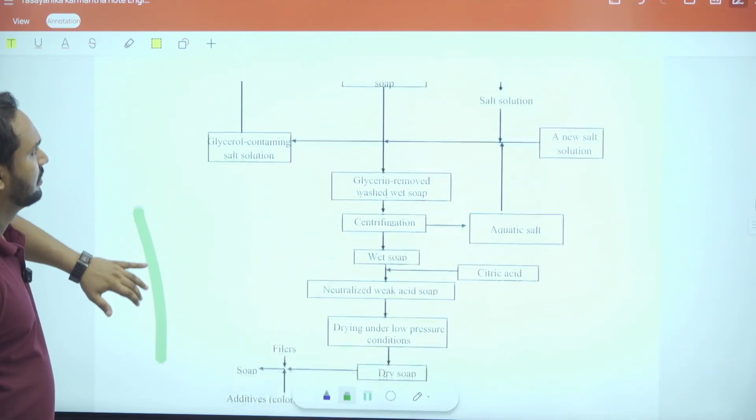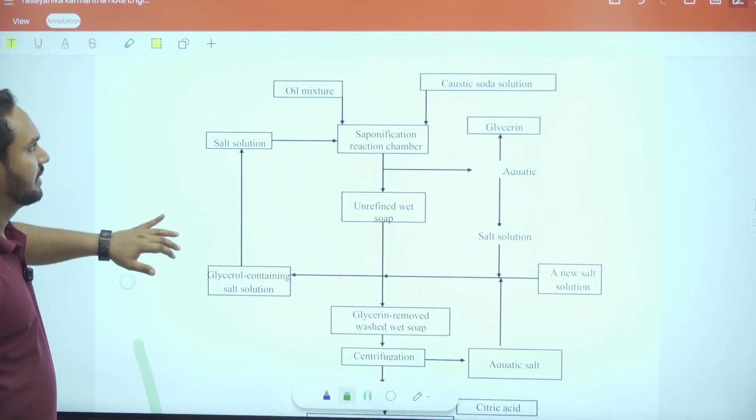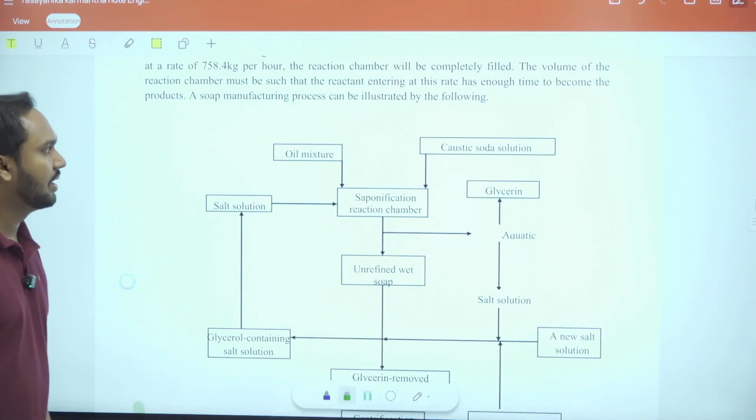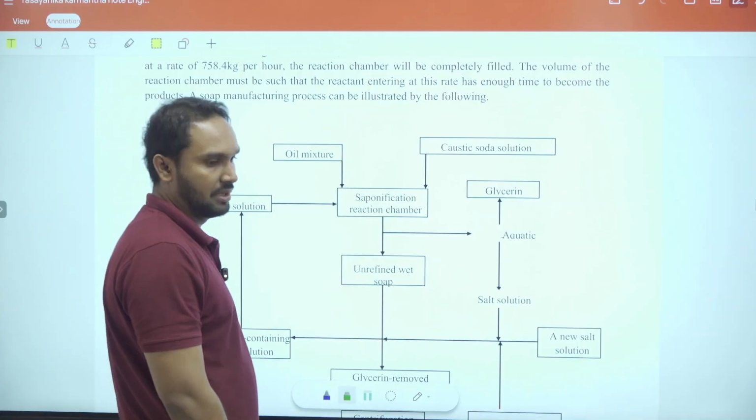Right. So come to this part. So what happens here? Caustic soda and the oil mixture are mixed together.